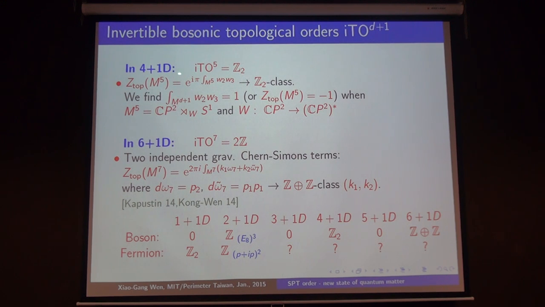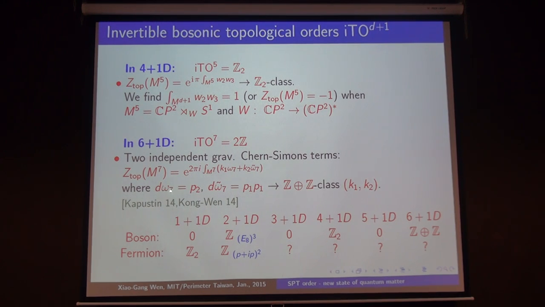And they are the trivial one and non-trivial one from a Z2 class. And in 6 plus 1 dimension, again, we have a Chern-Simons term. We have a gravitational Chern-Simons term, which is a 7-form. But we have two of them.